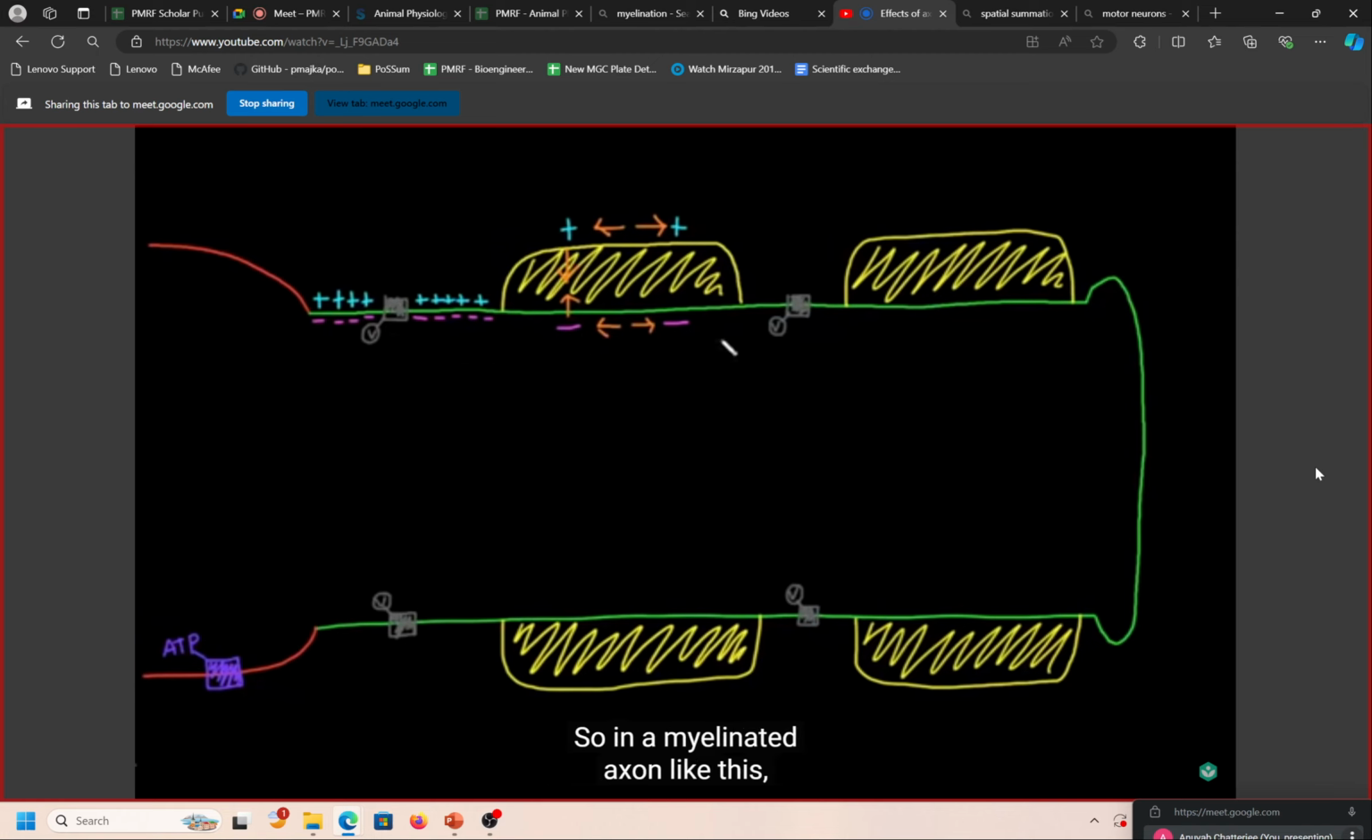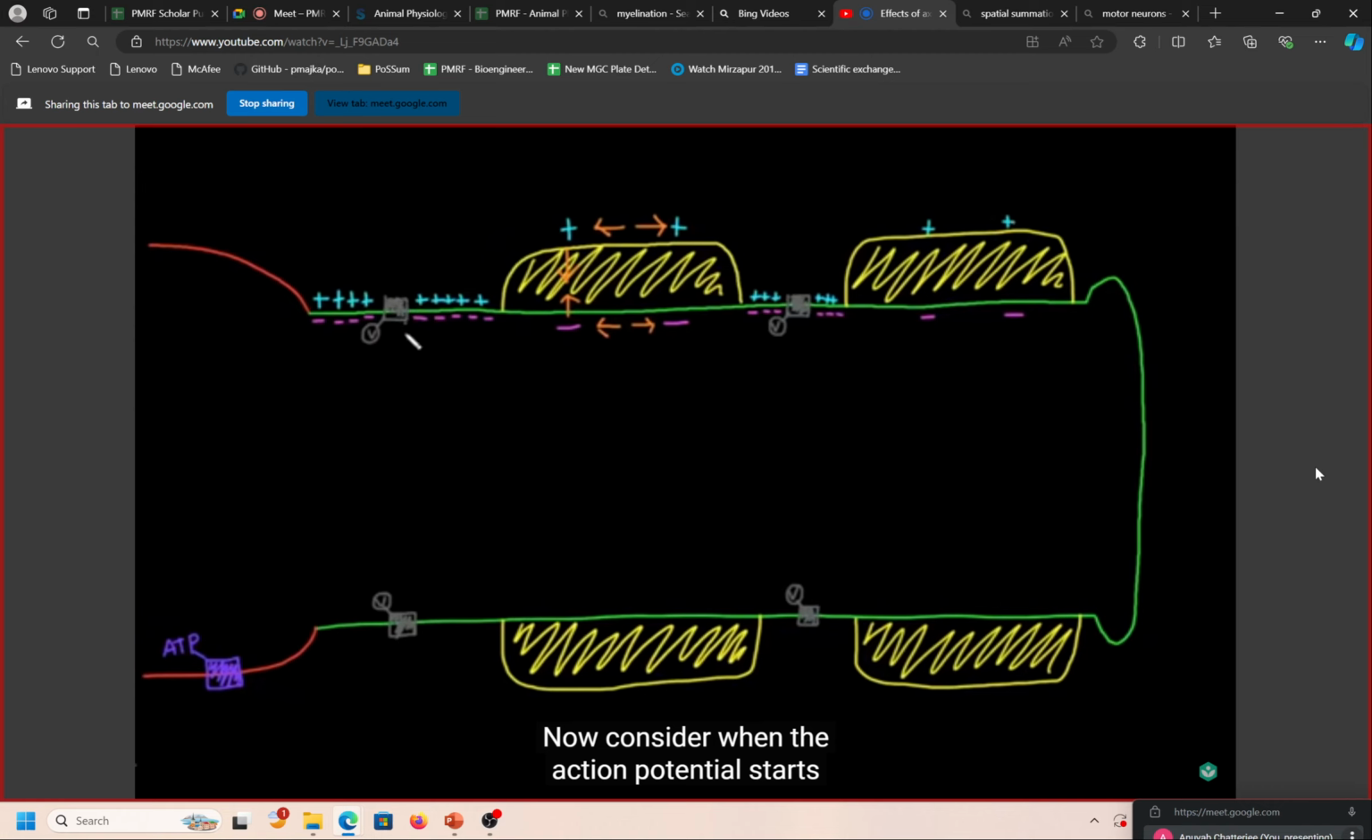So in a myelinated axon like this, there'll be this alternation. At the nodes of Ranvier, which is high capacitance, there'll be lots of charges, and in the myelinated segments, which is low capacitance, there'll be fewer charges. For unmyelinated axons, they're basically all just like the nodes of Ranvier. They're high capacitance, so they store lots of charges on both sides of the membrane.